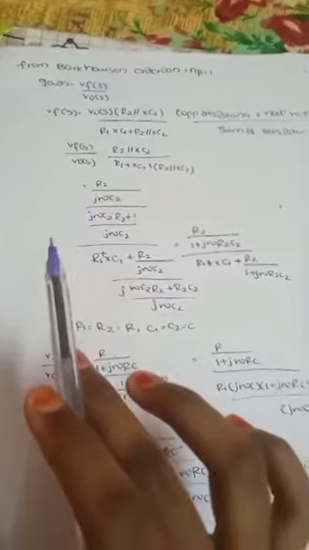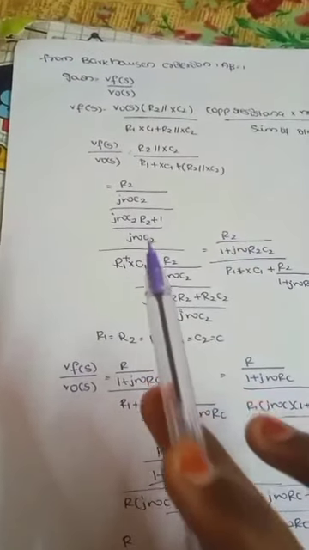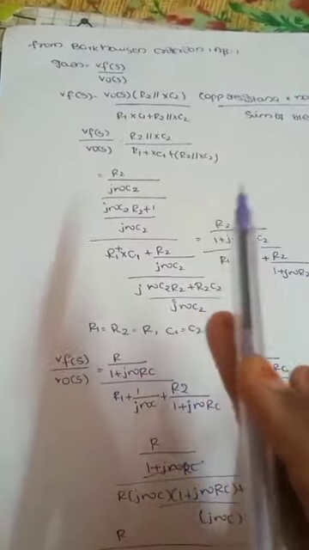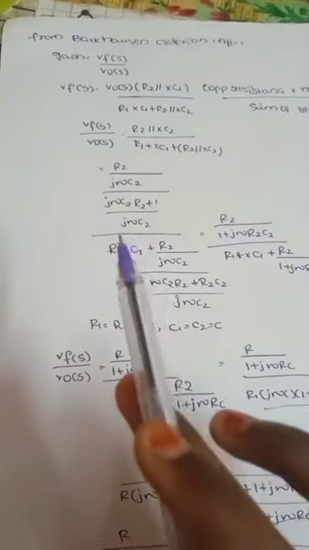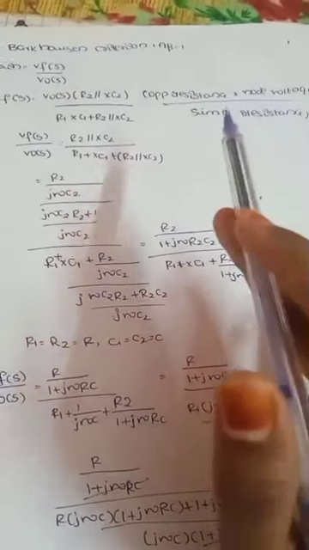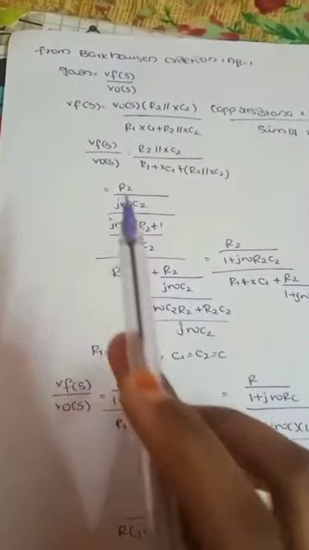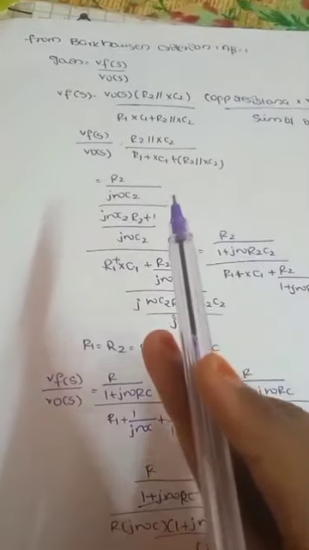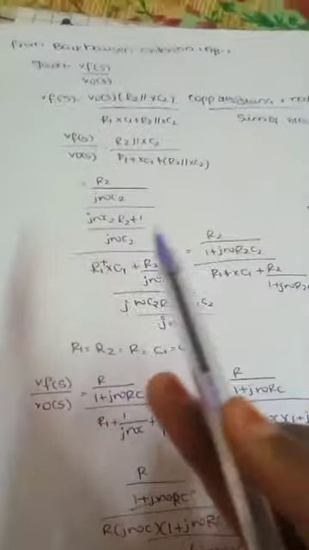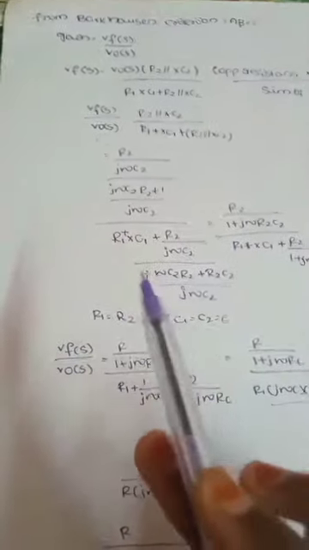We have to find the gain. The gain formula is Vf of S by V naught of S. Vf of S equals V naught of S into R2 parallel to XC2 divided by R1 plus XC1 plus R2 parallel to XC2, that is, the opposite resistance into the node voltage divided by the sum of the resistances. It is the formula for the gain, so Vf of S by V naught of S equals R2 parallel to XC2 by R1 plus XC1 plus R2 parallel to XC2.